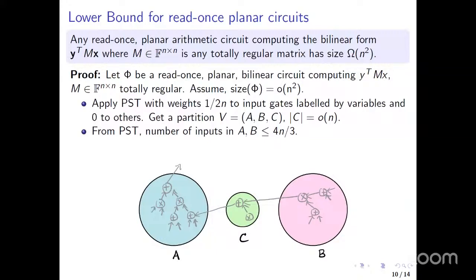So to prove this, let's assume that the given circuit has very small size, little-o of n squared, and apply the separator theorem. Then you know that this separator must have small size, sublinear, little-o of n. It will partition the vertices of the underlying circuit into three parts. The number of inputs in A and B can't be too large, because A and B had small size and you assigned some weight, such that the sum of the weights is at most 1.